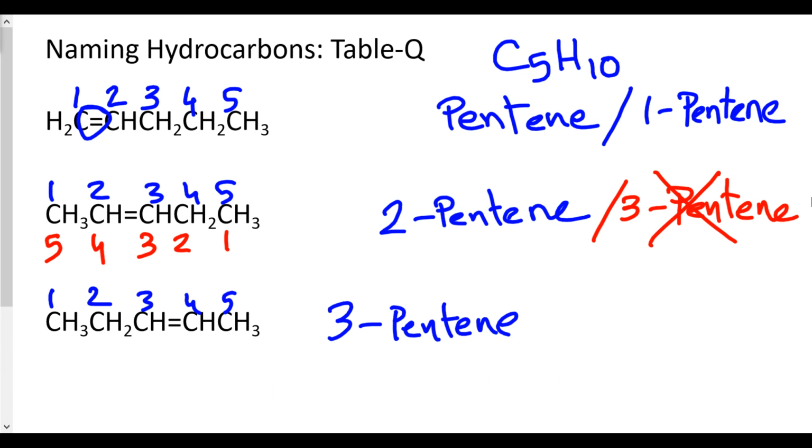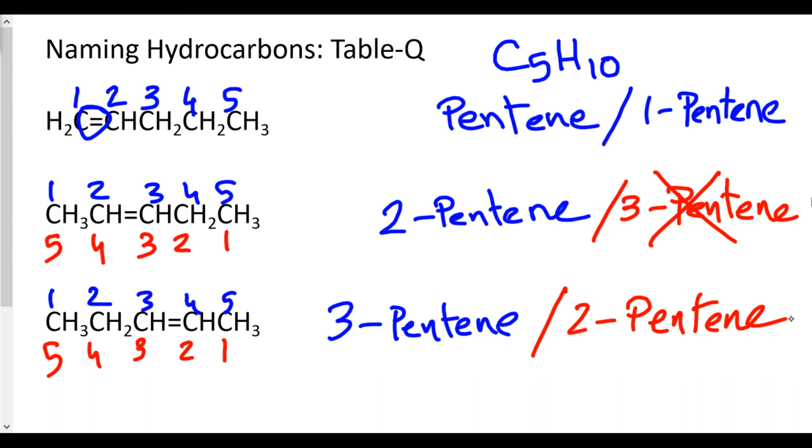However, if I count it from right to left, this would become 2-pentene. So I have to go with the lowest possible number, and for the third one, it seems like 2-pentene is the correct answer. Again, you have to count from both sides. Count from left to right and right to left to identify which side gives you the lowest possible number for the location of the unsaturated double or triple bond.